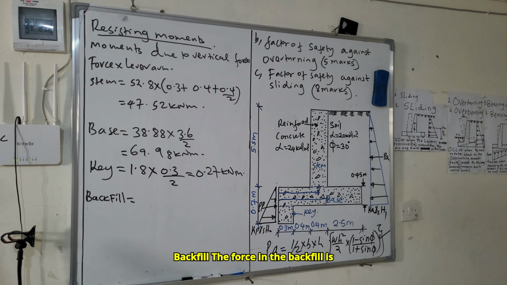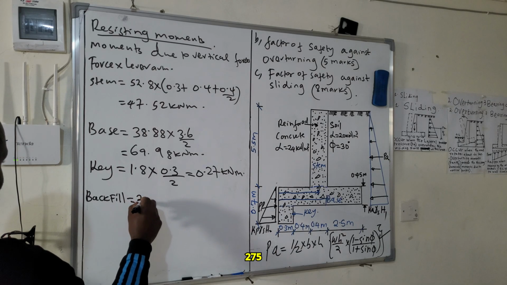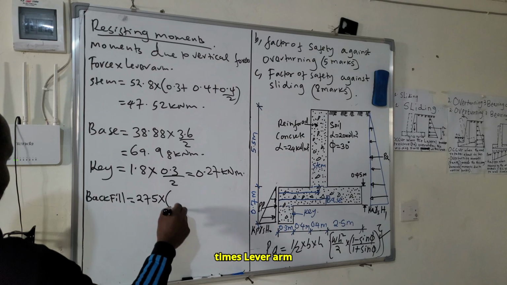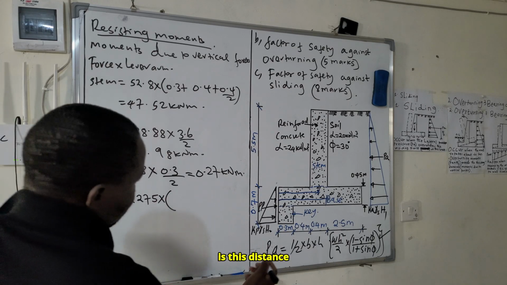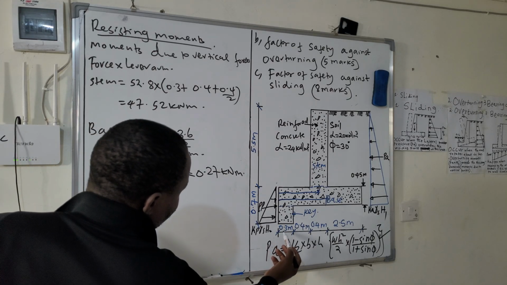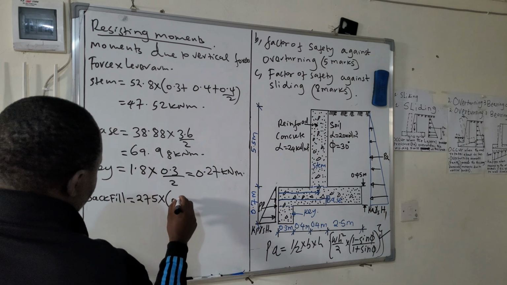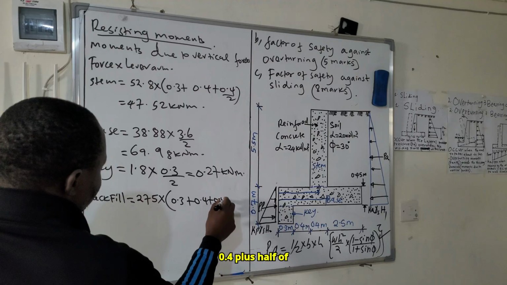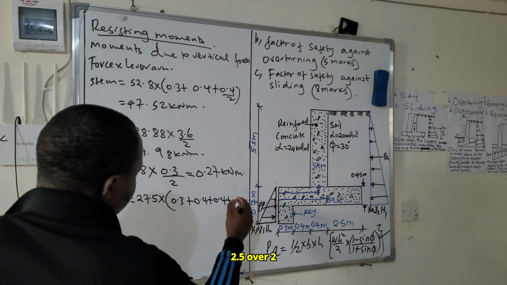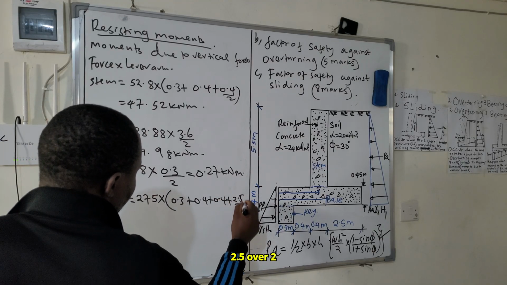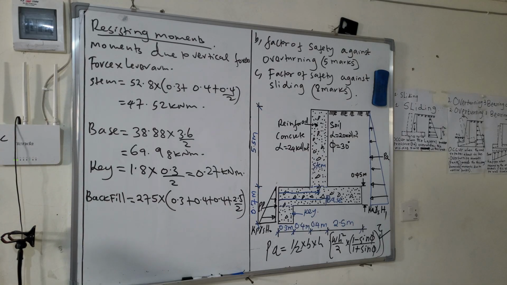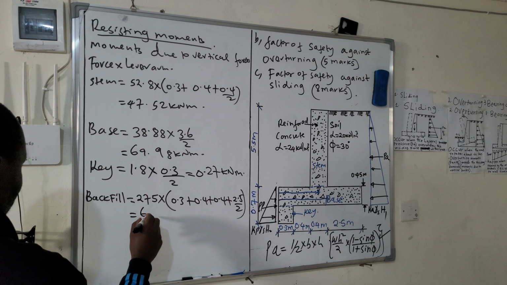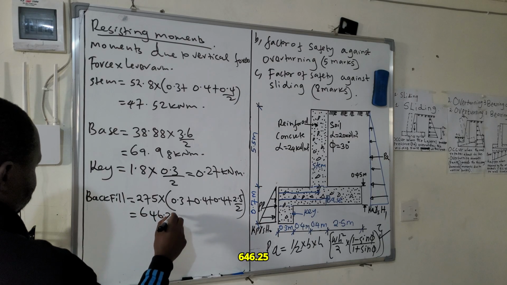And then you have the backfill. The force in the backfill is 275 times the lever arm, which is this distance: 0.3 plus 0.4 plus 0.4 plus half of 2.5. Like that. So you will get 646.25 kilonewton meter.